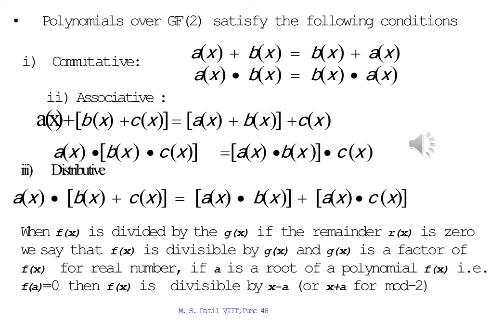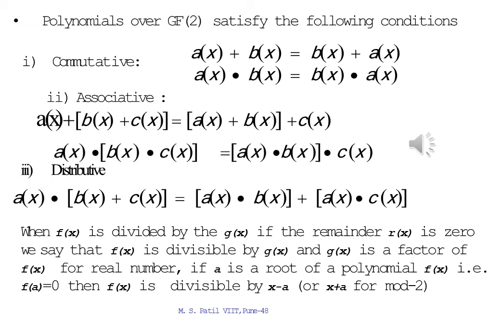For a real number a, if a is a root of the polynomial f(x), then we say that f(a) is also 0. This is the concept of zeros that we have studied in 9th and 10th. So zeros of a polynomial: a number whose value, if you substitute it in the polynomial, makes the polynomial itself 0, is a root or zero of that polynomial, and from that you can calculate the factor.